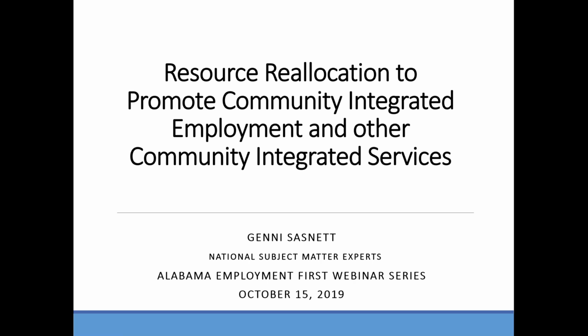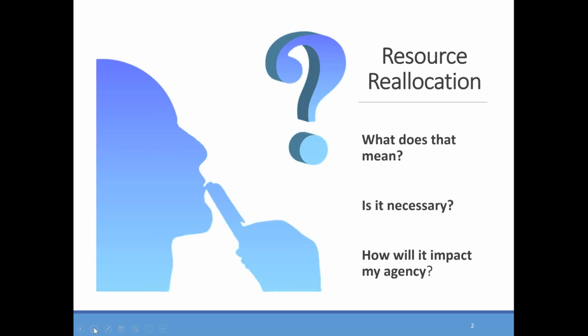As Byron mentioned, the title of this webinar is Resource Reallocation to Promote Community Integrated Employment and Other Community Integrated Services. So we have had a number of opportunities over the past year to talk about numerous aspects of transformation, many different things that go into helping an organization begin to transform itself to an employment first agency that believes that employment is possible for all people with the right supports and opportunities. And also, we've worked hard on coming into compliance with the settings rule to make sure that people are involved in their community in a meaningful way.